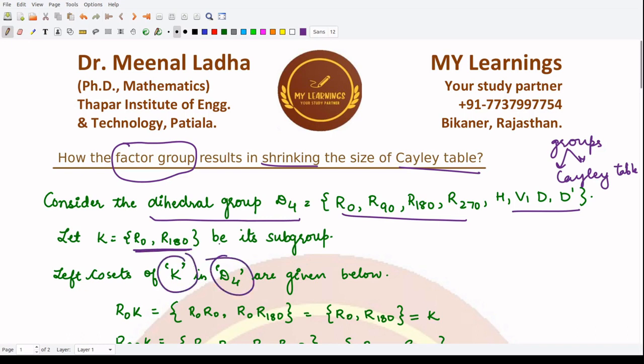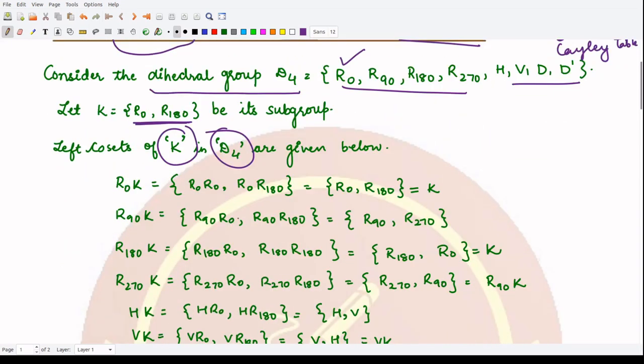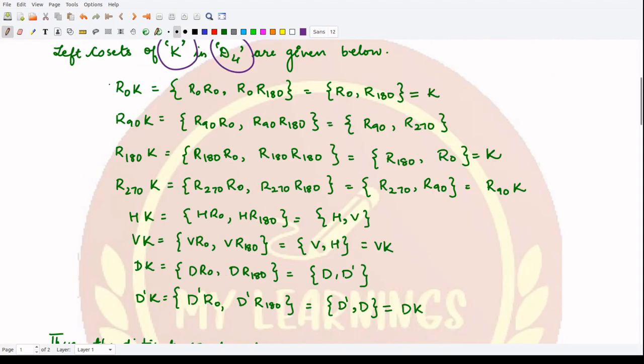So how can you do that? You can do it by taking each element from D4 and multiplying it with K. That is what we have done here. We took R0, R90, R180, R270, H, V, D and D dash, and multiplied each with K. That means you have to multiply it with each element of K, correct? And you have to see this in the Cayley table.